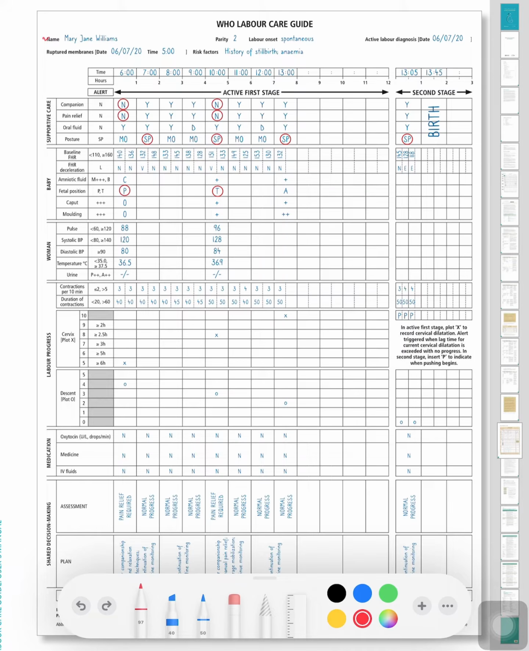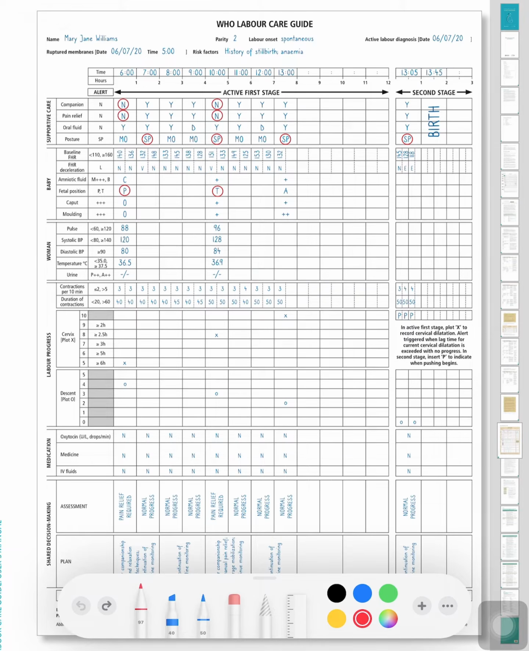You are going to fill this guide in all your pregnant women who are going through labor. And you are going to start filling it whenever a woman reaches her first stage of labor. So whenever the cervix has dilated more than 4 centimeters, you are going to start filling this guide. So let's start.